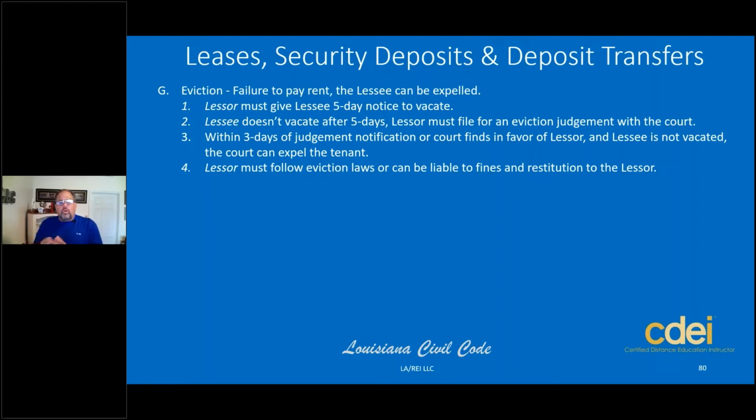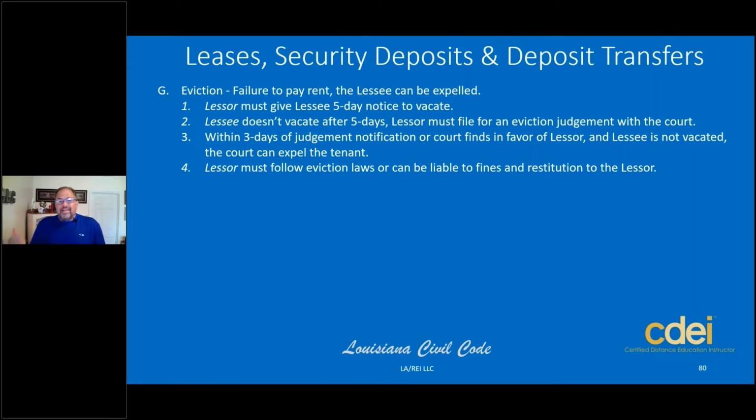So the lessor has got to give the lessee, the tenant, a 5-day notice to vacate. Now, this is for test purposes, okay? There is a stipulation in the law that says if you annotate it on the lease agreement to waive the 5-day notice to vacate, you can do that. But for test purposes, you want to know that it's 5 days notice to vacate. The landlord, the lessor, must let the lessee know to vacate, okay? 5-day notice.